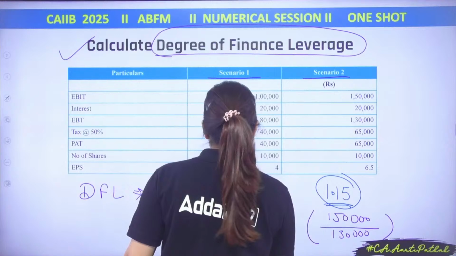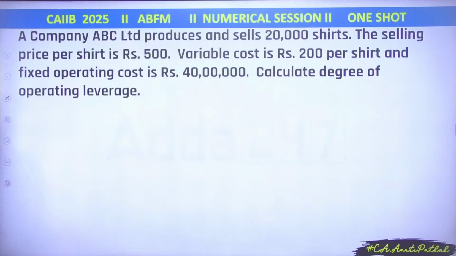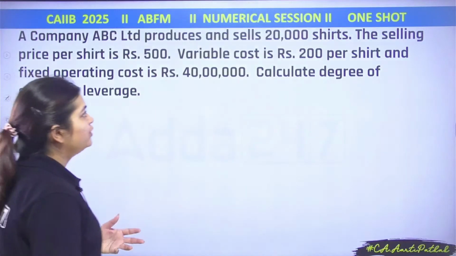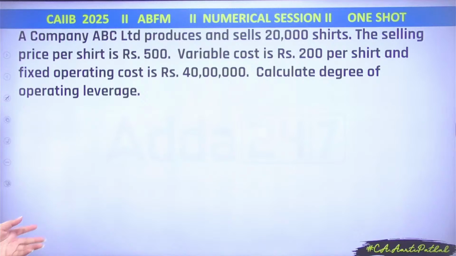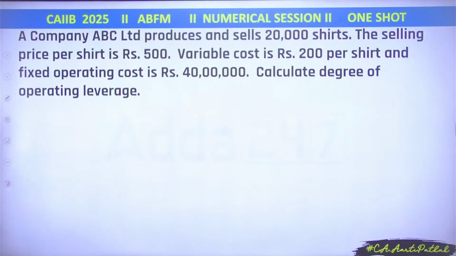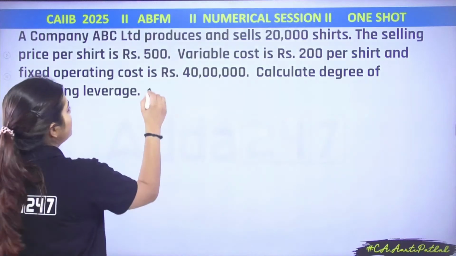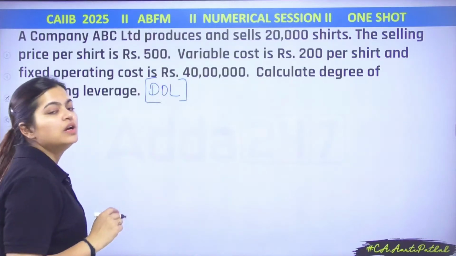Just now we have seen how to calculate DFL. Chaliye, coming to the next now. A company ABC Limited produces and sells 20,000 shirts. The selling price per shirt is 500. Variable cost 200 per shirt and a fixed operating cost is 40 lakhs. Calculate degree of operating leverage. Now in this question you need to calculate DOL. This is what we need to calculate.